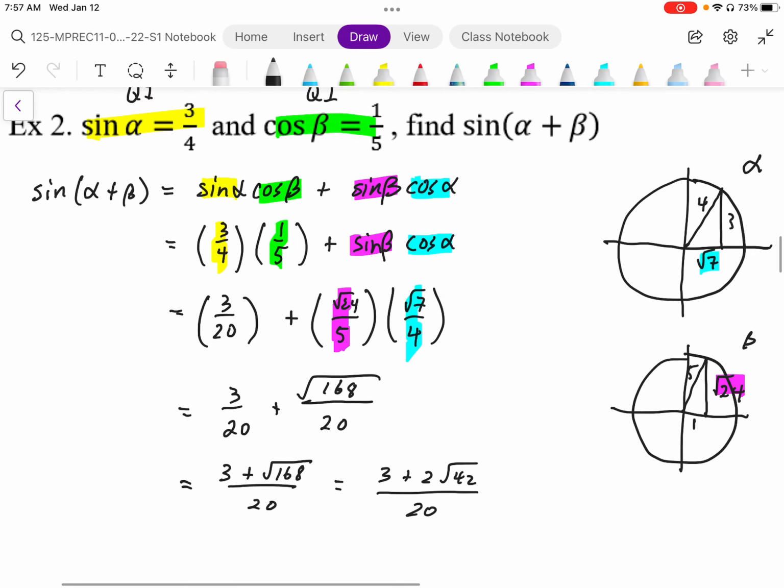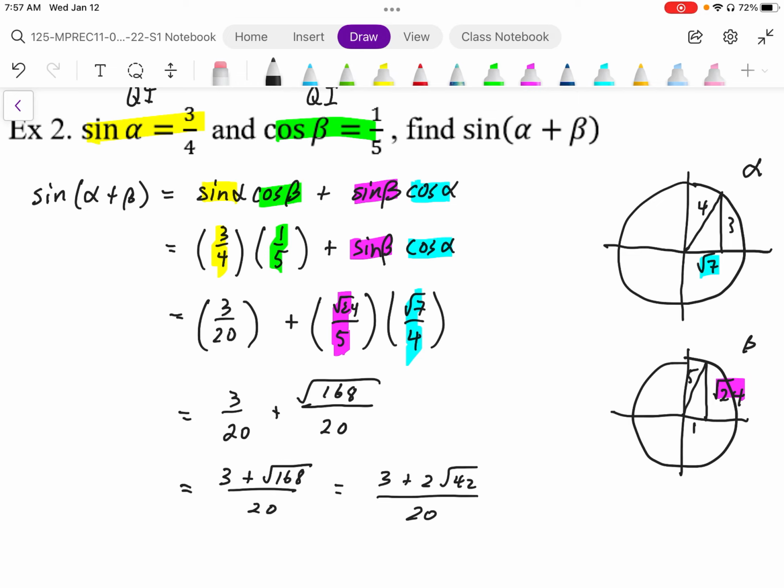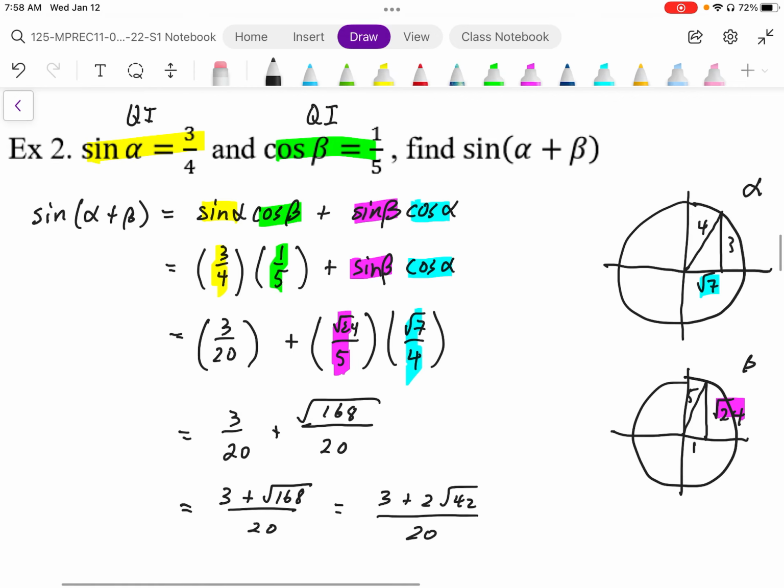So there is using the sum identity for sine, using the original statements to determine the other ratios involved in that formula.